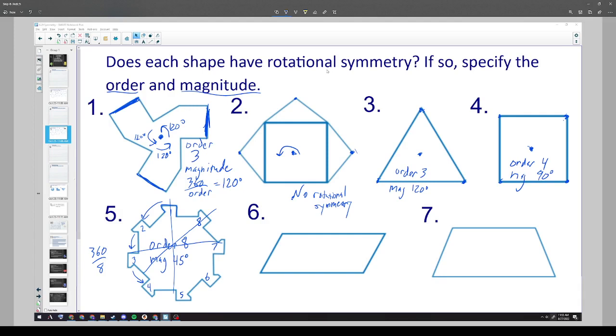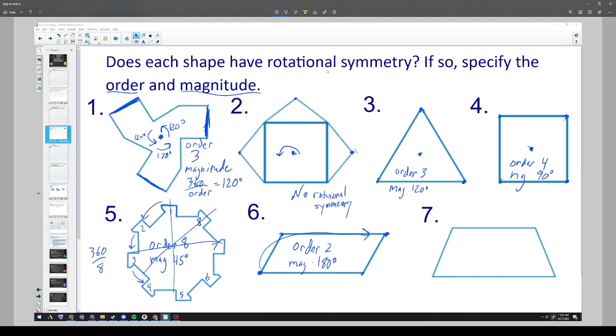Okay, so next one, we said there was a line of symmetry here, but if we rotate the shape, if I turn this corner up to here, it doesn't match up, right? I'm going to end up with a tall shape instead of a wide shape. So if I rotate this corner all the way around to here, then the shape is going to be back to where it started, because this corner and this corner have traded places, and this corner and this corner have traded places. So here we only have an order 2, and our magnitude is 180 degrees.